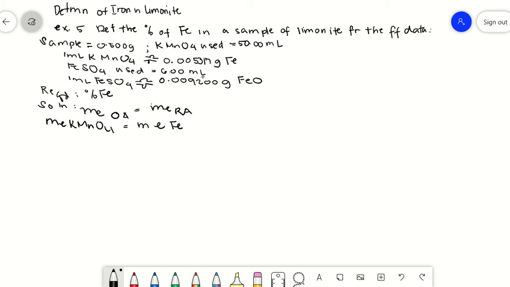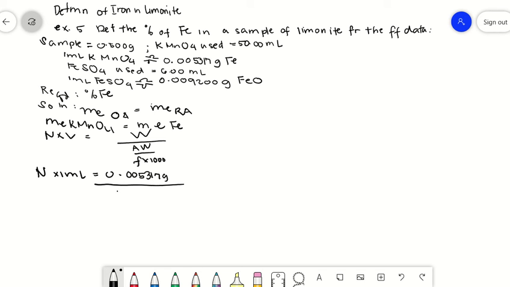Take note of the given volume. We can make use of normality times volume, and we are given the weight, so that would be weight divided by atomic weight factor times 1000. The normality here is unknown. That is our objective for potassium permanganate, times 1 ml, is equal to the weight, which is 0.005317 grams, divided by the atomic weight, which is 55.85 grams per mole.